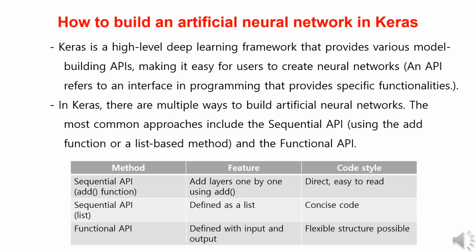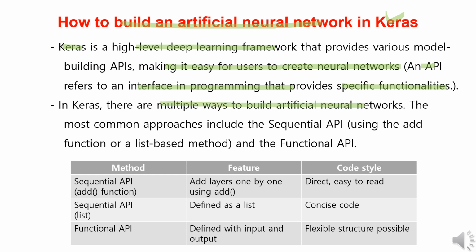Now let's take a look at how to build neural networks in Keras. Keras is a high-level deep learning framework that offers various model creation APIs to make it easy to build neural networks. Here, API refers to an interface that provides specific functions. There are several ways to build neural networks in Keras.